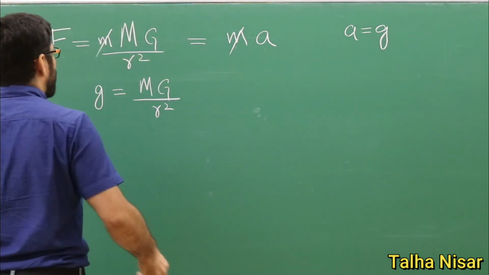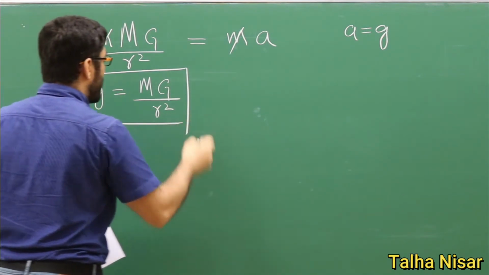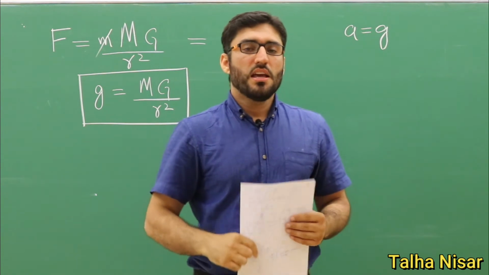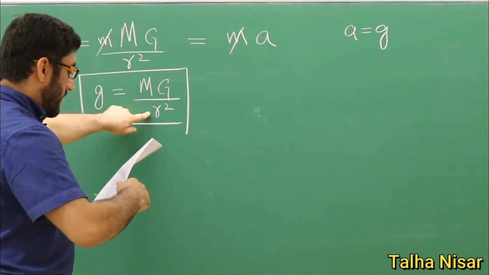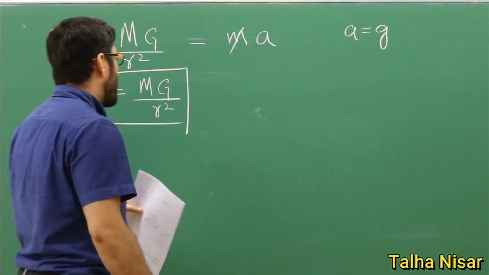So the g depends on r, so it's not actually constant. The one that we use is actually close to the surface of the earth, which is 9.8 meters per second squared. If we change this distance here, then we will have a smaller value.